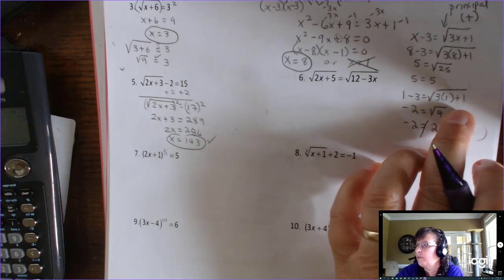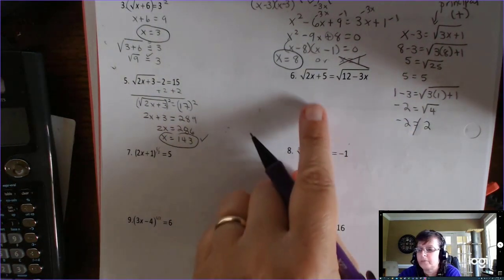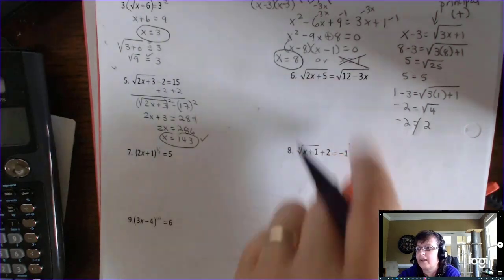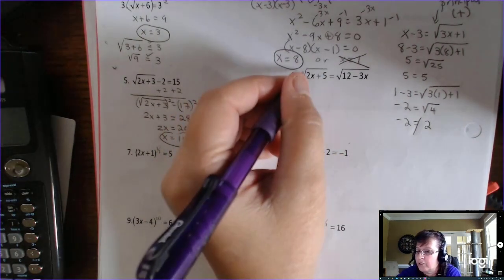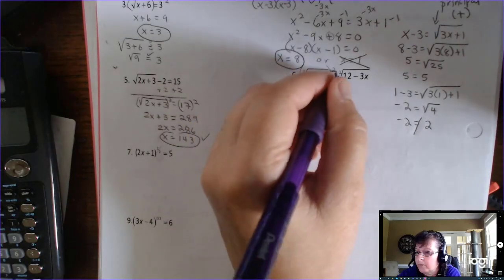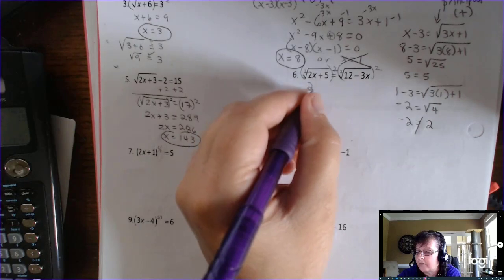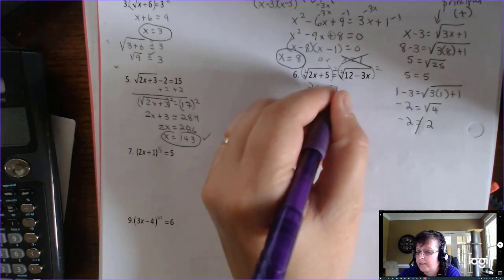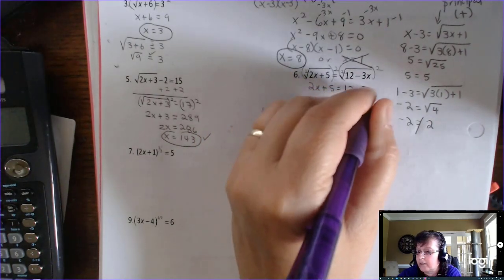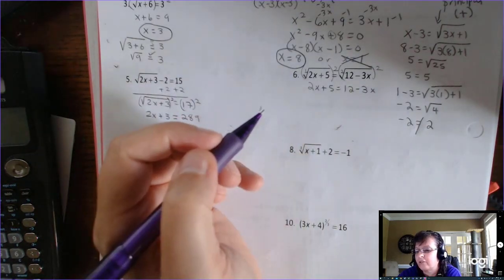Alright, next one. What if you have 2 radicals? Now we're not going to get into really difficult ones with 2 radicals, but this one isn't hard because each of the radicals is isolated. So we just think, well, how do I get rid of the square roots? Well, I'm going to square both sides. So that's just going to give you 2x plus 5 and 12 minus 3x, because when you square a square root, they cancel each other out.